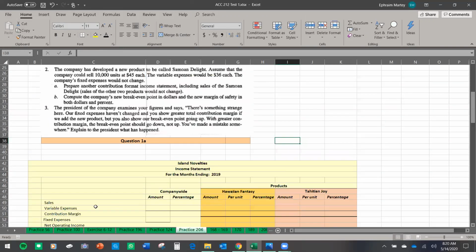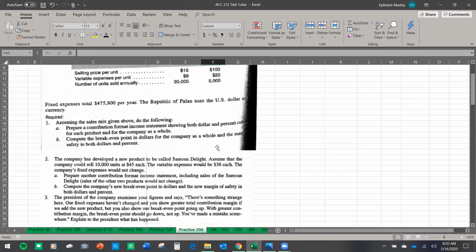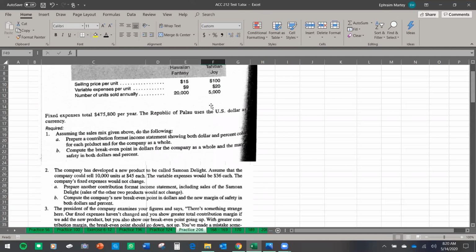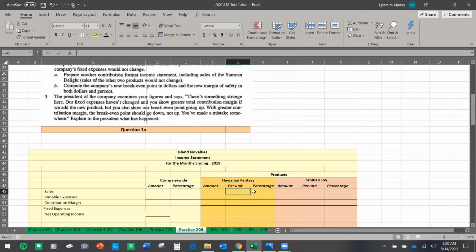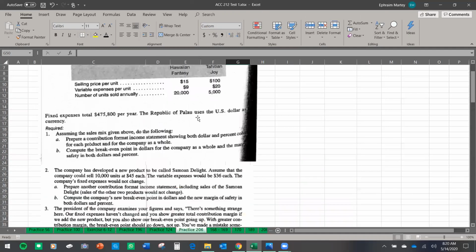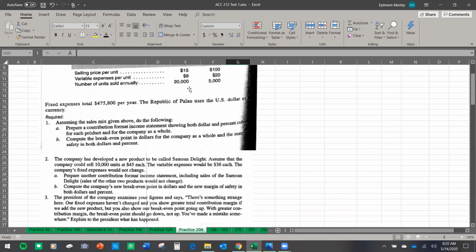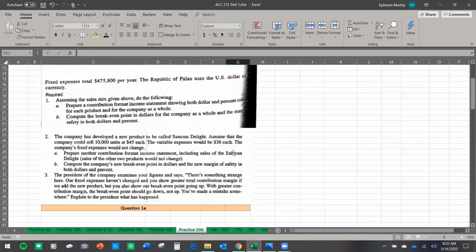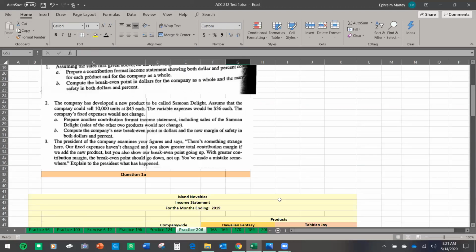So what is our sales? Okay, I'm going to do sales. What is our sales amount for Hawaiian? We don't know yet. Or do we? No, we don't know, but we know the per unit, which is 15. You put in the information you know. And then we have what we call variable expenses, 9. So automatically the contribution margin will be 6. That's our contribution margin.